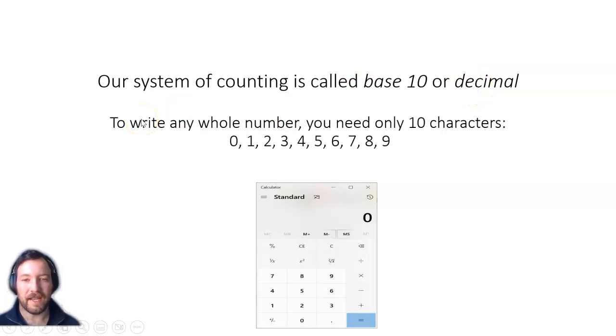And to write any whole number, you only need 10 characters. You need a 0, a 1, a 2, and so on to a 9, right? Because once I have to write 10, I just use the 1 and the 0 again. Or if I have to write 102, it's not really a new thing. I just take the 1, the 0, and the 2, and I combine them all together. That's why when you look on a calculator, there's only 10 buttons, 0 through 9, right?